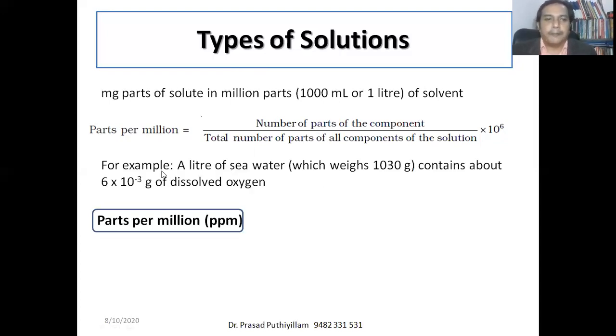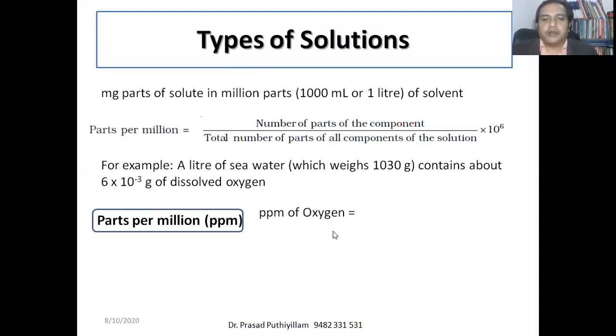We'll take an example. For example, if you take a liter of water, and if you measure the weight of that 1 liter of water, it is found to be 1030 grams. And it contains 6 into 10 to the power minus 3, that is 0.006 grams of dissolved oxygen. So a liter of water having 1030 grams contains 0.006 grams of dissolved oxygen. Then what is the parts per million of oxygen?